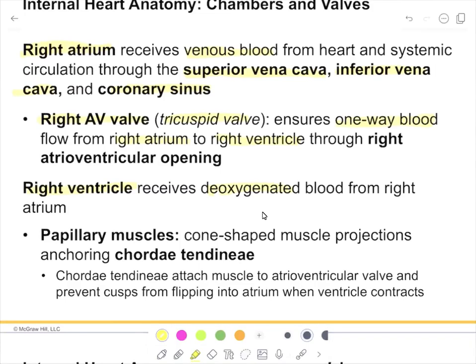And what happens with these valves are there's basically what look kind of like strings called chordae tendineae. They attach muscle to the atrioventricular valve to prevent cusps from flipping into the atrium when the ventricles contract. These muscles that attach to the chordae tendineae are called papillary muscles. And those muscle projections anchor the chordae tendineae.